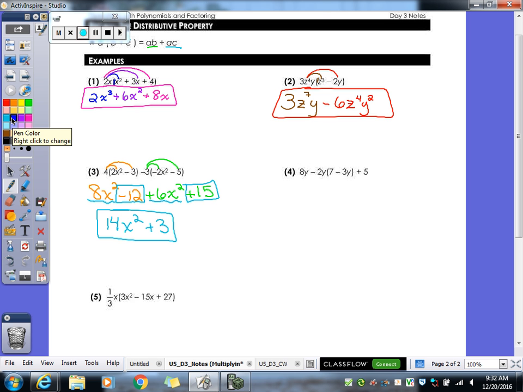Now, number 4, a very commonly made mistake is people try to subtract your 8y and your 2y first, but you can't do that. You have to distribute your 2y first and then combine your like terms. So this 8y is going to stay as 8y for now. So now we have to do negative 2y times 7. That gives us a negative 14y, because negative 2 times 7 is negative 14. The y has to be there still. And then negative 2y times negative 3y becomes positive 6y squared. You add your exponents, 1 plus 1 makes that y to the second. And then we have our plus 5.